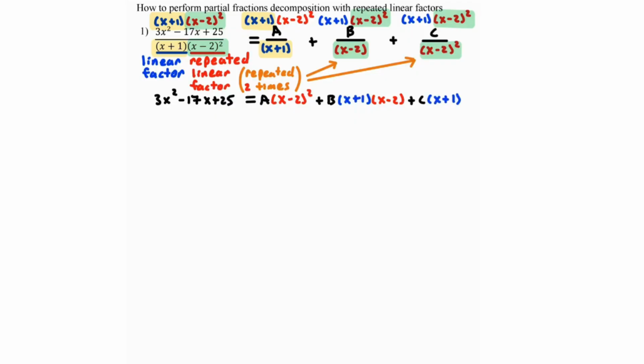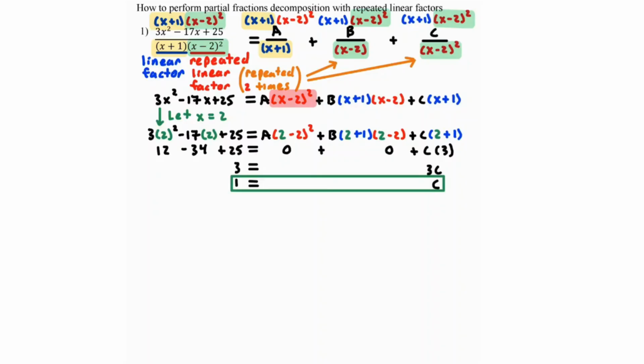And now we'll choose any x values we want. So we take a look at the x minus 2. If we let x equals 2 and substitute it all in, so we'll substitute into this equation. We'll simplify this. We get 12 minus 34 plus 25 is equal to 0 plus 0 plus c times 3. Simplify this. We'll get 3 equals 3c, and 1 is equal to c. So we solve for c.